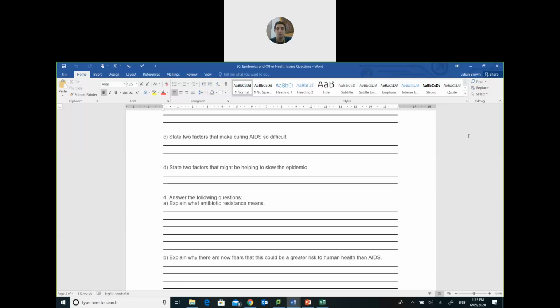We're going to talk about control of disease today. After this, we'll go through disease control and the different things that we do to slow down epidemics and how we control these things. So we'll get to that in a second.